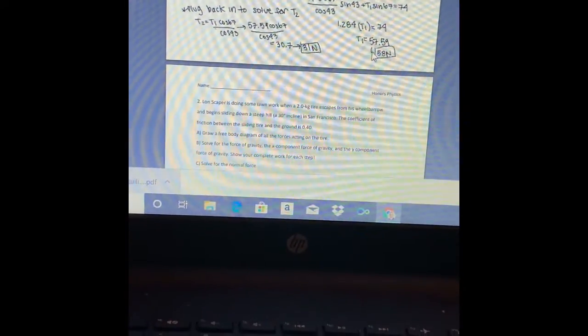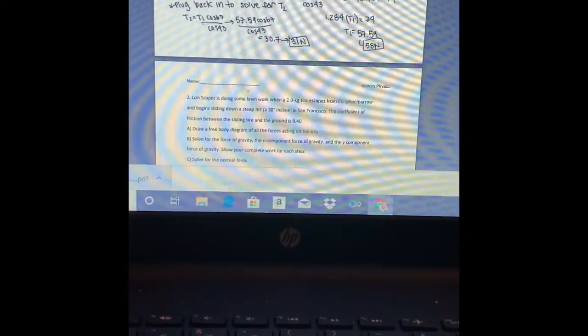Then you make the substitution. Where it says T2, you put that in times sine 43 there. Okay? And then you solve for T1 and you get 58 newtons. Then you take this number and you put it into this equation, to find T2.